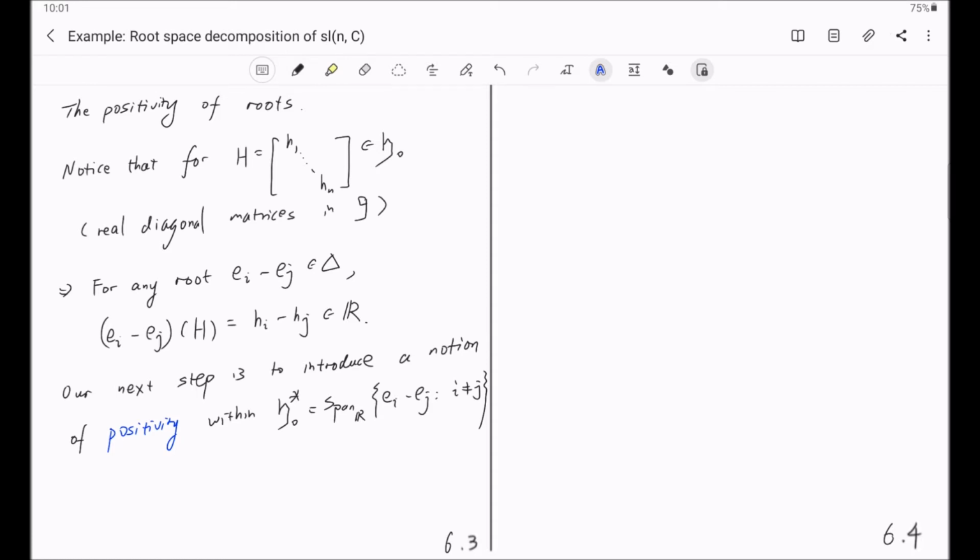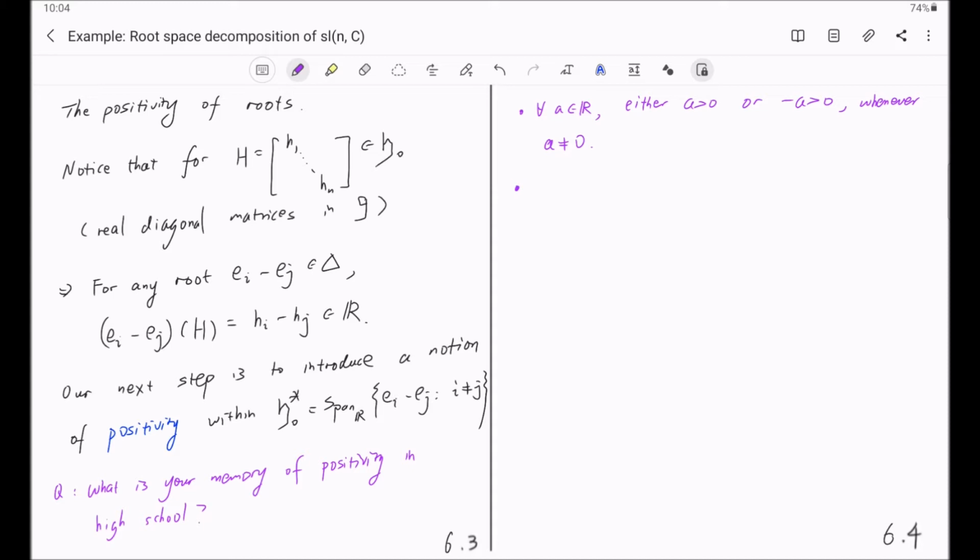So let me ask you a question. What is your memory of positivity in high school or elementary school? When you first learned the notion of positive numbers, what property of them are expected? For example, we would expect that for any real number that is non-zero, either the number itself is positive or its negation is positive. On the other hand, you would expect that if you have two numbers A, B in R that are both positive, then A plus B would better be positive. And A times B should also be positive.